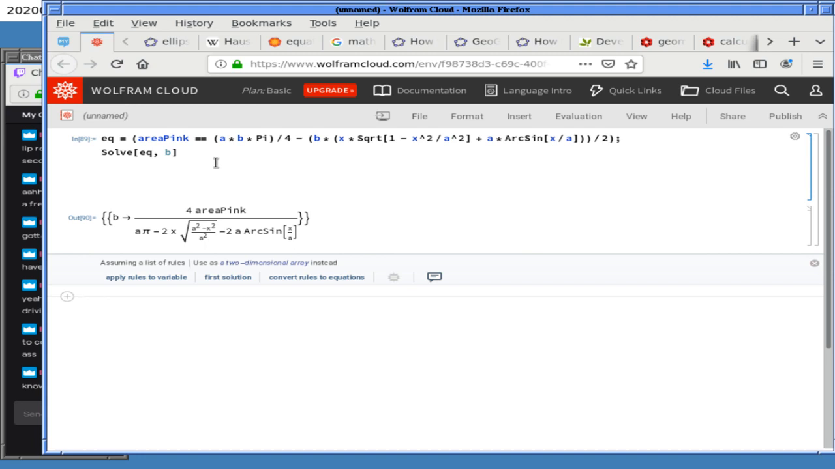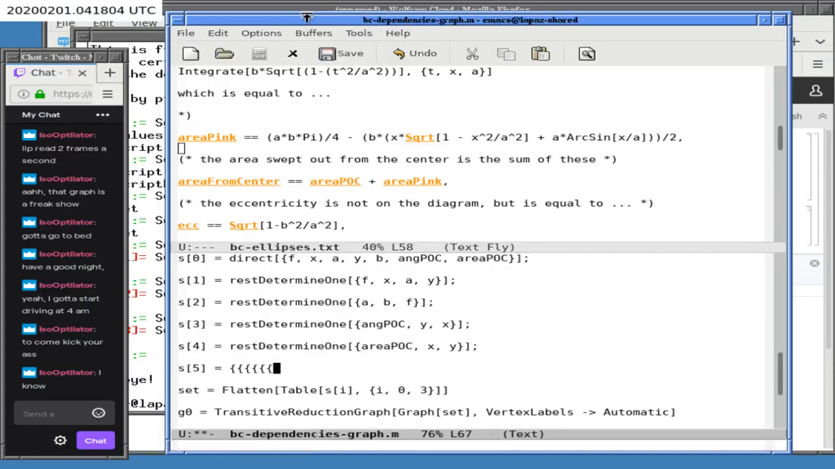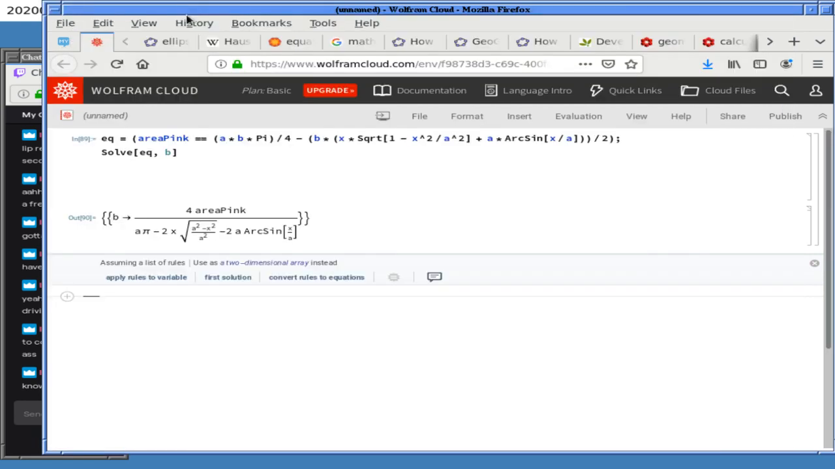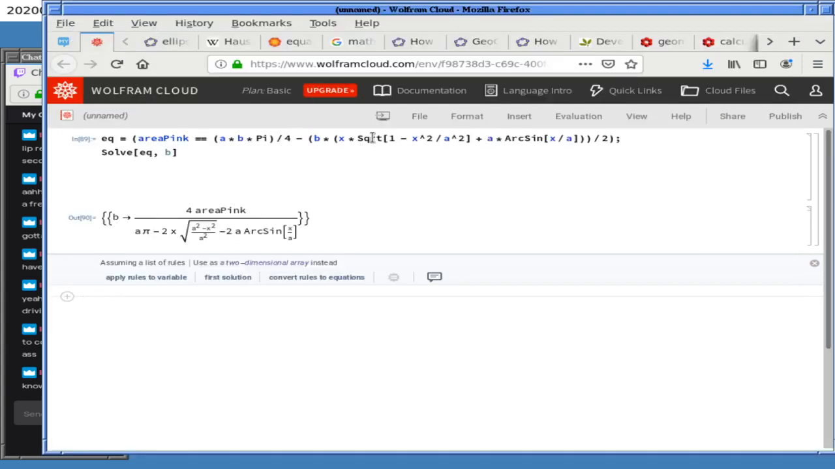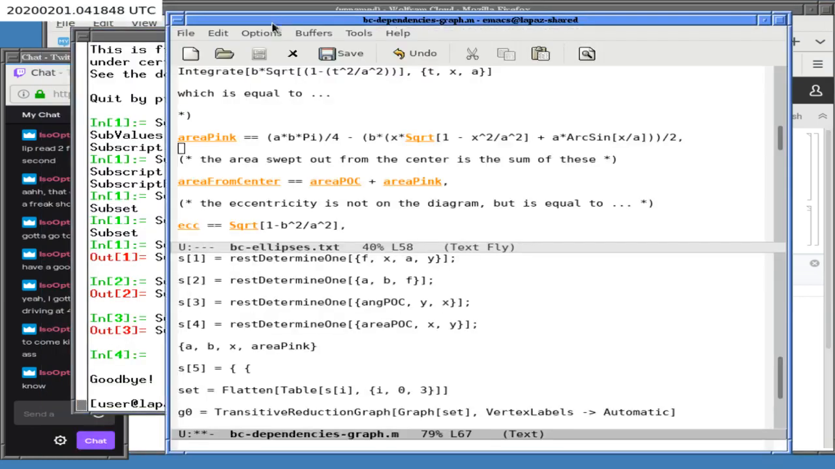So, okay, this one we actually have to maybe give directly. So this says that if we have A, area pink, and X, those are the variables, let's see, A, B, X, and area pink. I'm just going to put this here. I think these are the four variables, right? They must be. A, B, X, and area pink. So we can get to B from those other three: A, X, area pink.